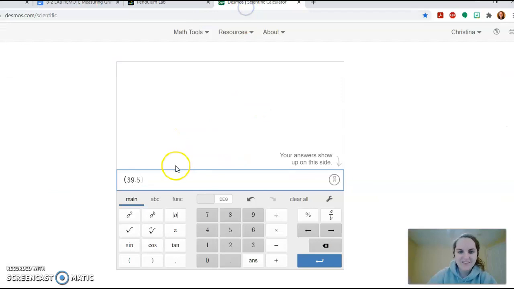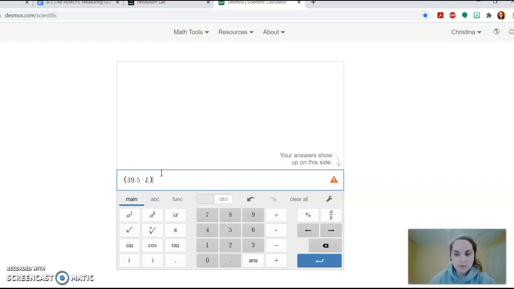39.5, okay, I'm on the right track. And I'm going to multiply that by my length. So I'm just going to represent my length with a capital L for right now, okay? You can change it as you see fit, but this is the length of your pendulum. So remember, in that data table, we were changing the length. So this number is going to change.